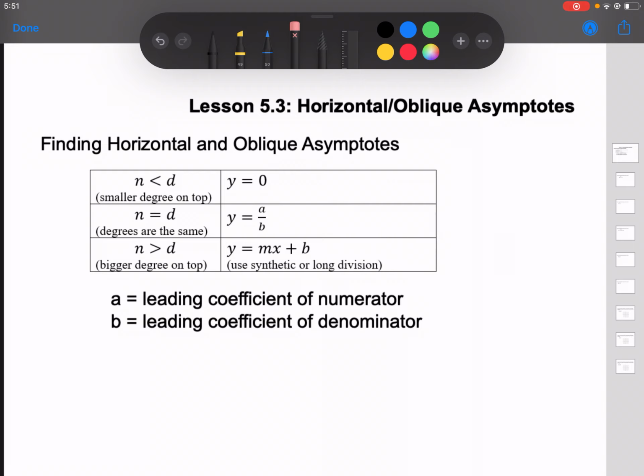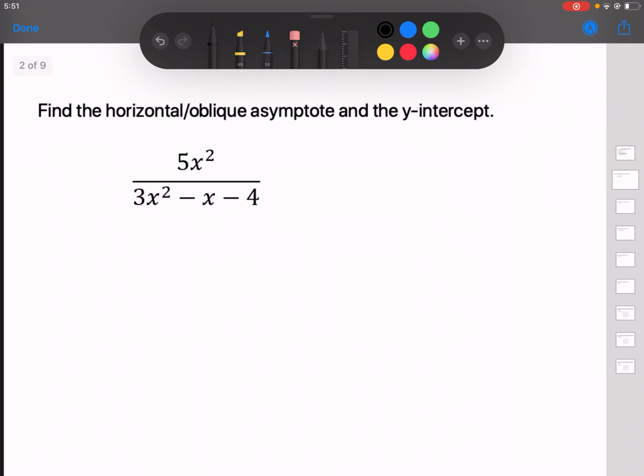And then the last one is where the degree is actually bigger on top. That's where we're going to have something in the form y equals mx plus b. That means it's actually oblique. Oblique just means it's slanted. And you have to use synthetic or long division to finish solving it. So I'm going to show a quick trick on all of these so you remember which one's which, or hopefully you remember which one's which when it comes to our problems.